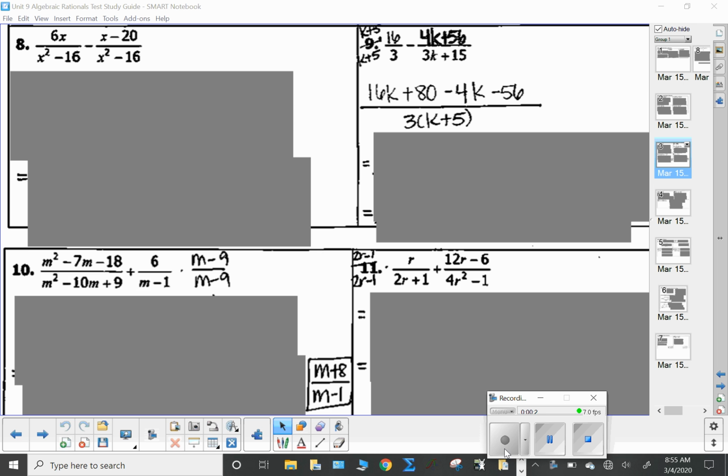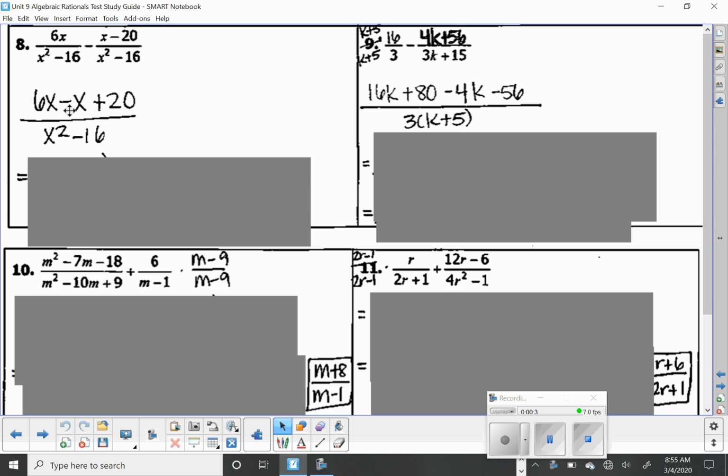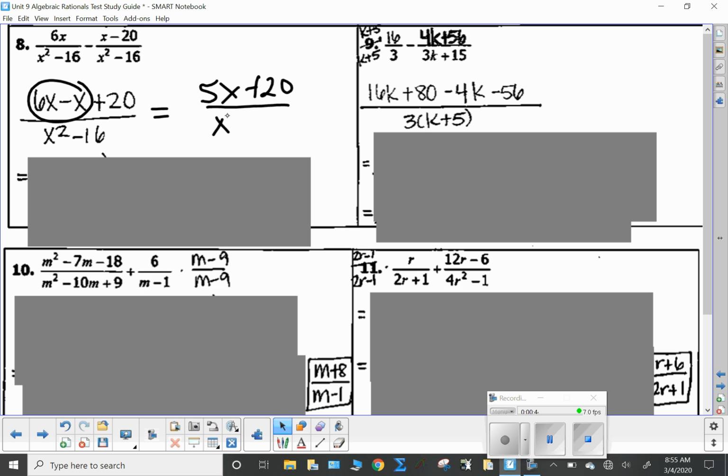In number 8, we have x squared minus 16 and x squared minus 16 as our denominators. So therefore, I can simply combine the numerators. So now I have 6x minus x plus 20. At this point, I'm going to combine my like terms and get 5x plus 20 over x squared minus 16. Notice I'm not factoring anything yet.